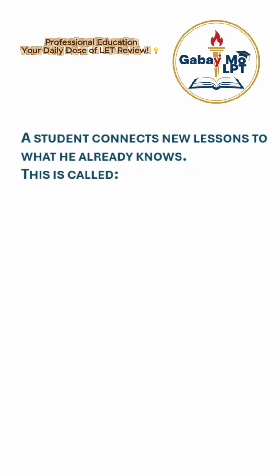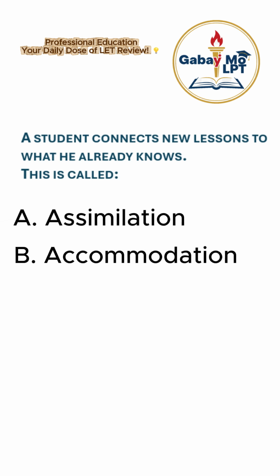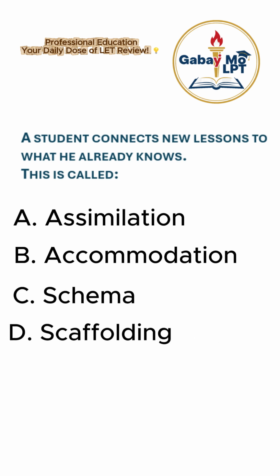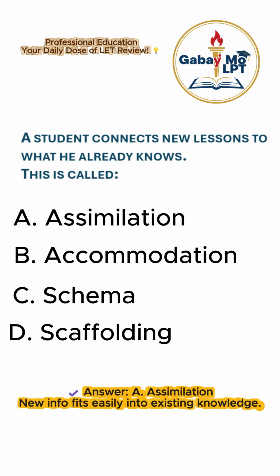A student connects new lessons to what he already knows. This is called A. Assimilation, B. Accommodation, C. Schema, D. Scaffolding. Answer A. Assimilation. New info fits easily into existing knowledge.